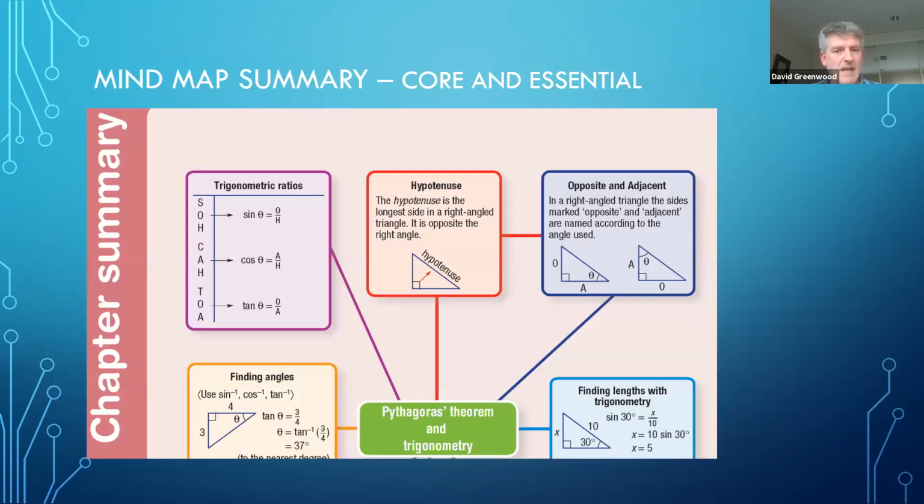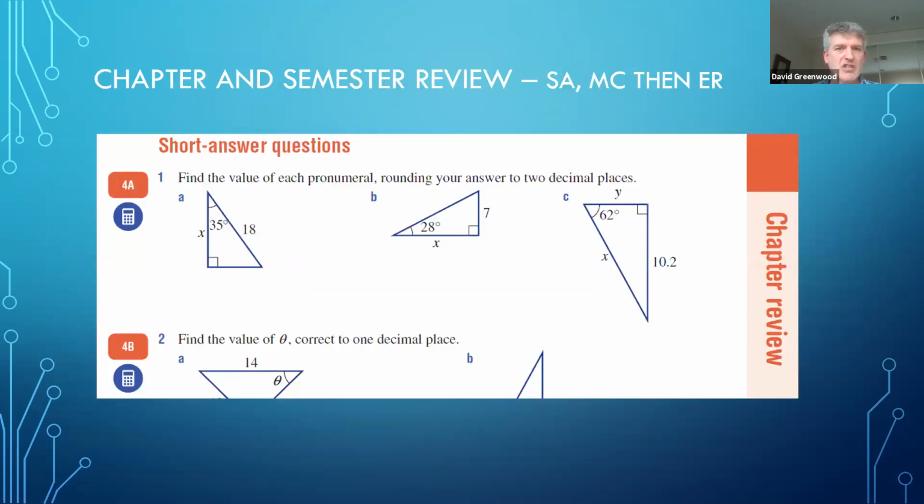The mind map summaries are retained. Of course, the chapter reviews are there as well. One of the things we have done recently, though, is that we have decided to put the short answer questions first in the chapter summary, because they provide a better summary of all the different content of the chapter before they move into the multiple choice and the extended response questions.